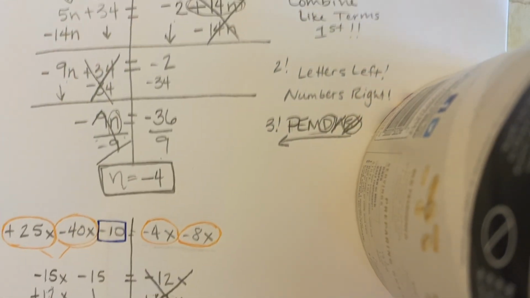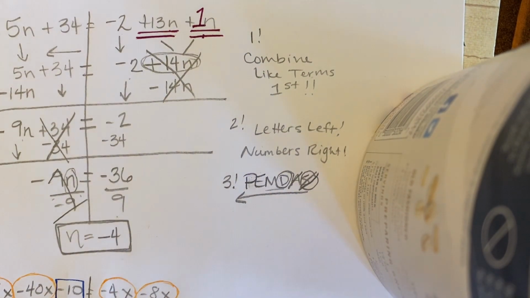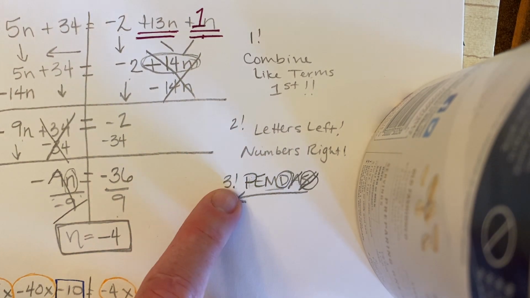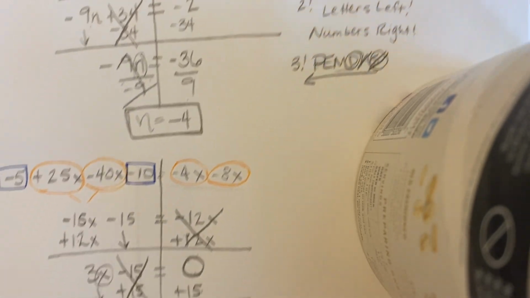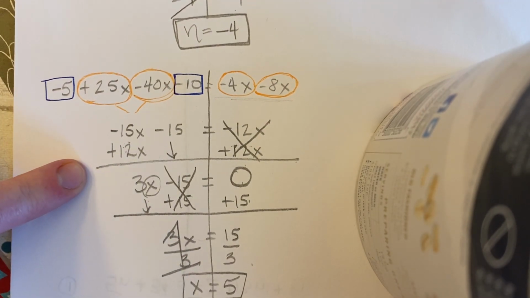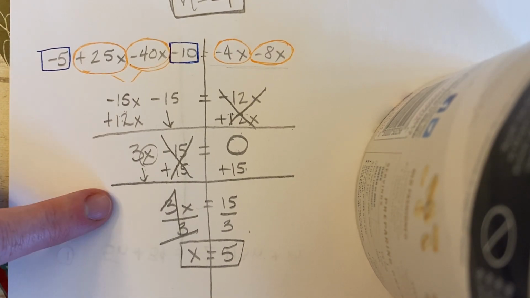So again, we went through this 3-step process. Combine like terms, letters left, numbers right, PEMDAS backwards. Okay. Combine like terms first, then letters left, numbers right, then PEMDAS backwards.